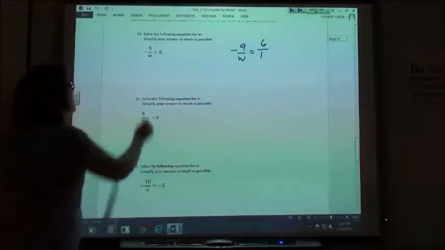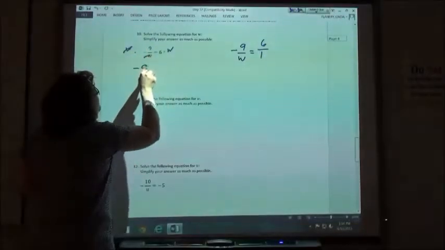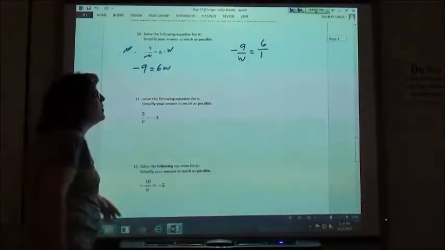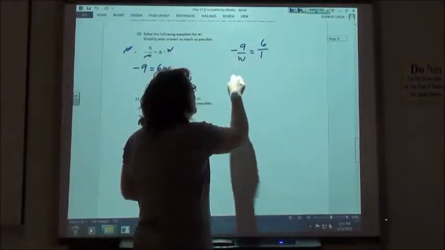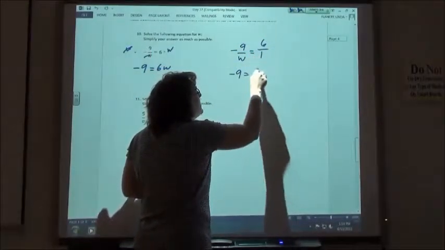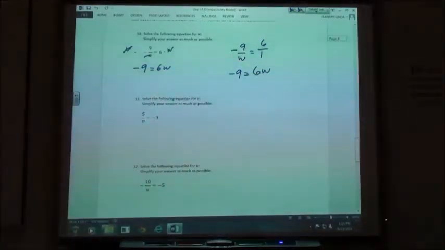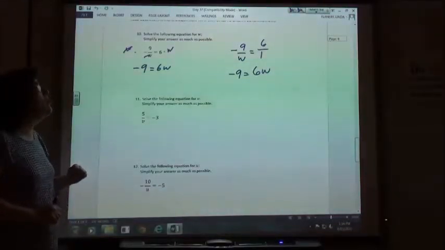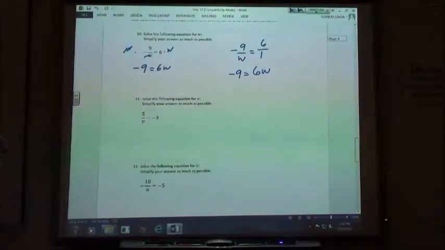Here, if I just times by my w, the w's cancel, I get negative 9 equals 6w. Over here, if I cross multiply, well, negative 9 times 1 is negative 9, 6 times w is 6w. I get the same thing either way, it's just a matter of how you want to look at the problem. Because I know you're going to get to some longer fraction problems, I like to do it this way. Anytime I see that fraction, I want to get rid of the fraction by multiplying by what's in the denominator. I multiply by the w.